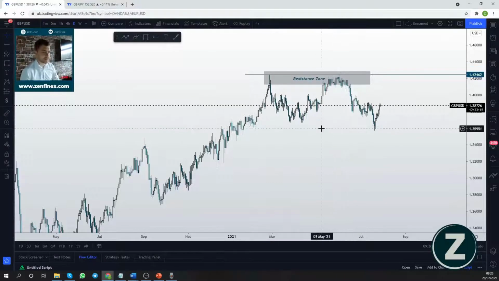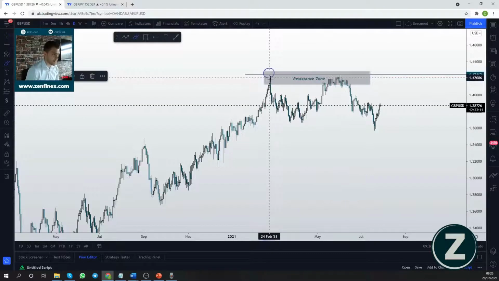And the reason this is our resistance zone is because we have multiple touches of this high here. We have that one there from that high, and we also have quite a few in this level here. We have it in there and in there.